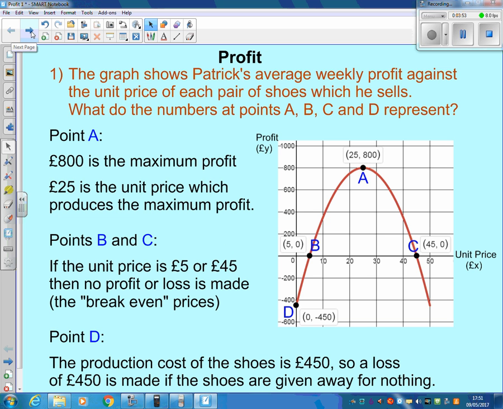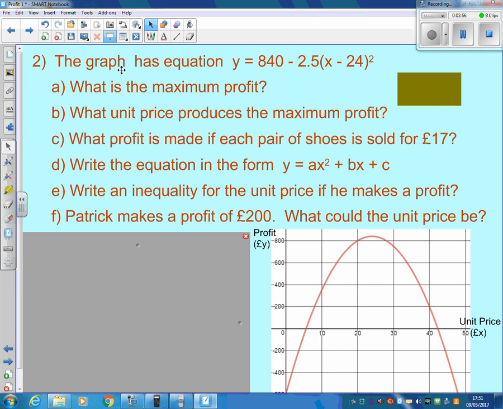Okay, let's look at some more detailed questions. Firstly, we're given a graph and we're told the equation is y equals 840 minus 2.5(x minus 24) squared. This is known as the completed square form, where you get an equation with a square in it. Where it's really useful, and you'll have seen this before, is that if you have it in this form, these two numbers give you the vertex, the top point on the graph when you've got a quadratic graph.